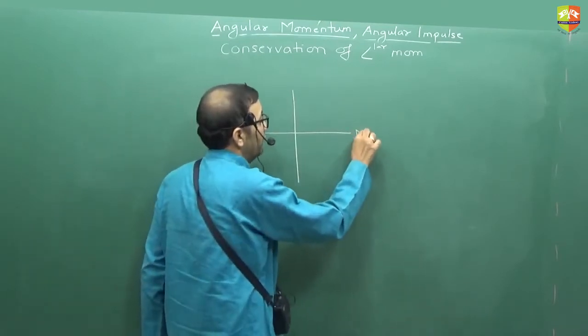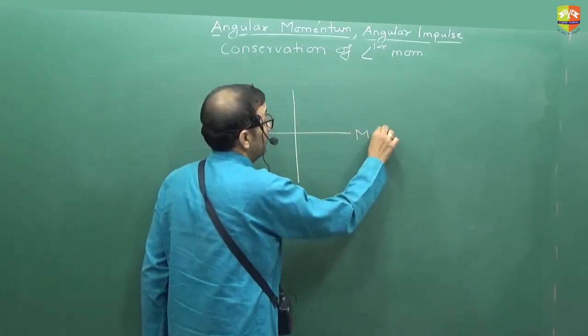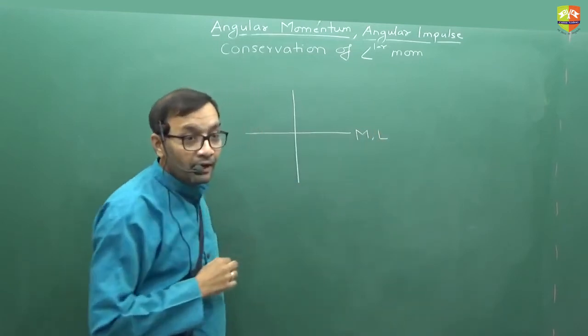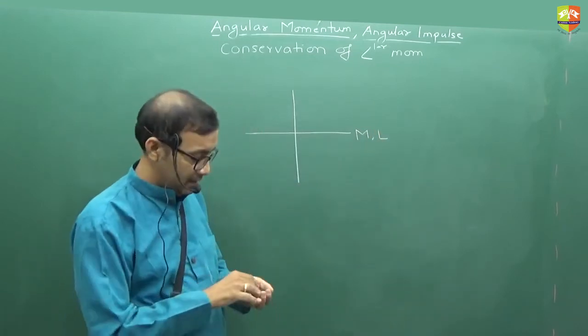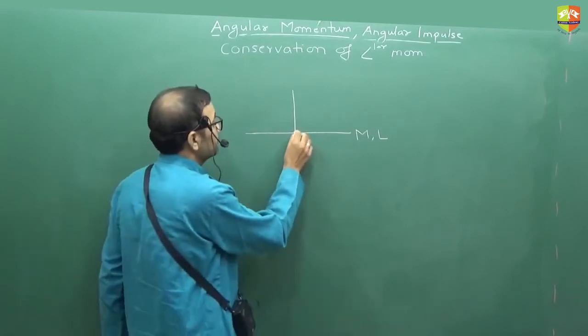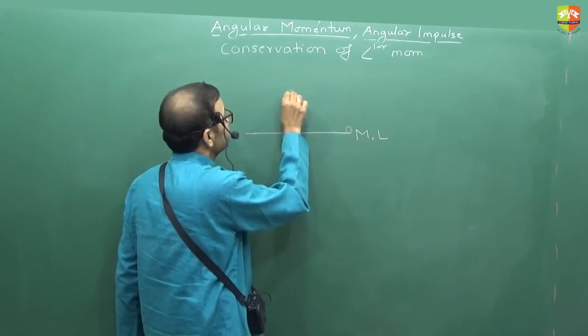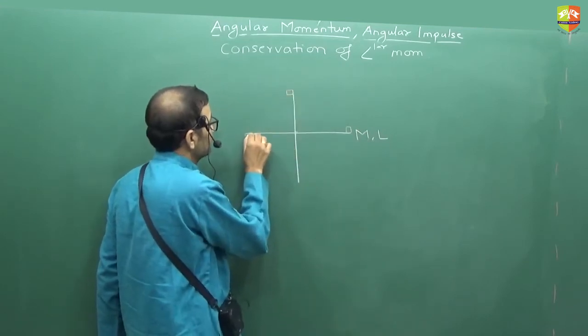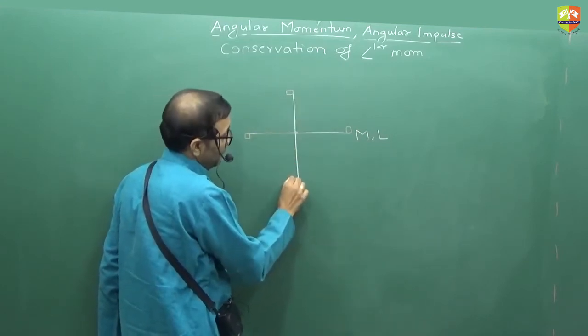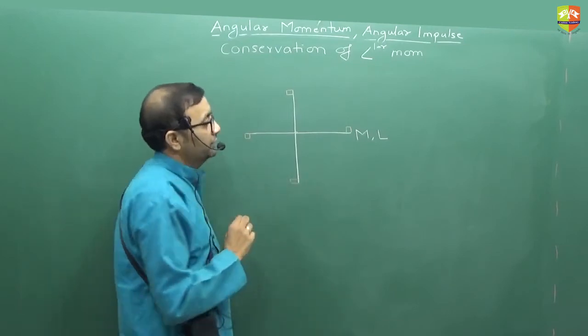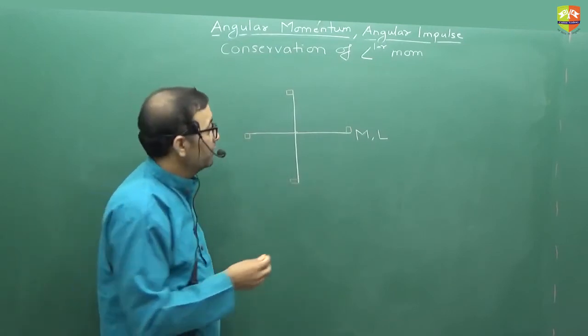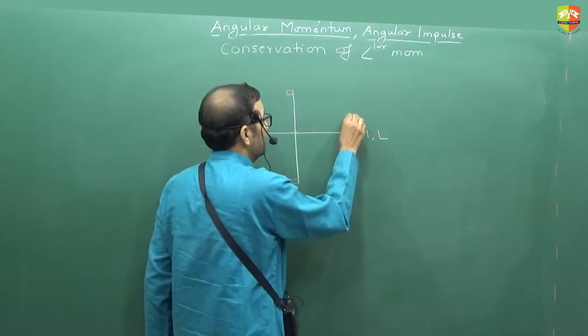Two rods are welded. The mass of the rods is M and the length of the rods is L. At the end, there are guns, and the guns have bullets inside. Fine. So they fire simultaneously.